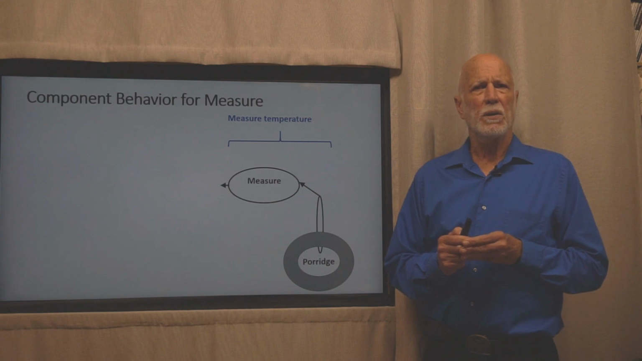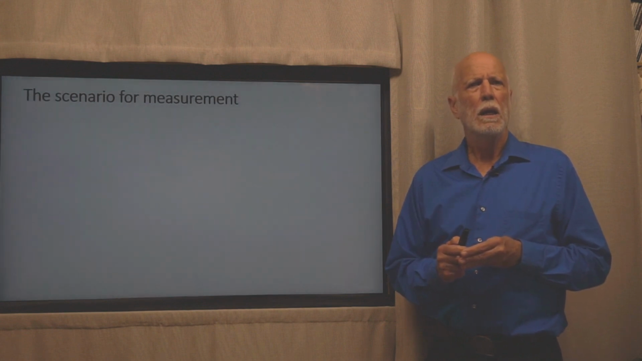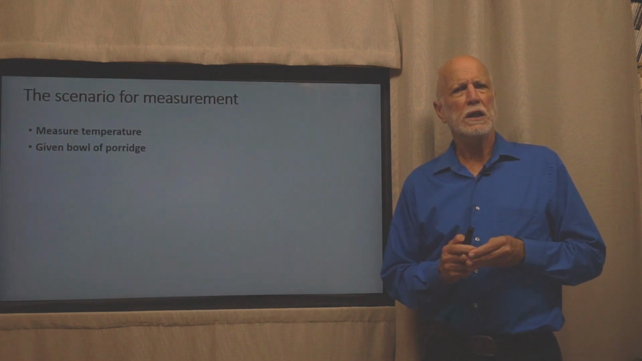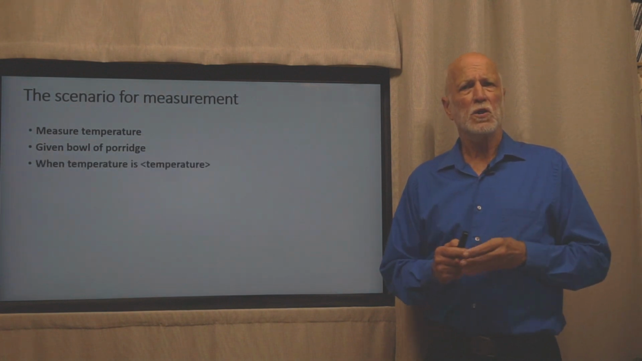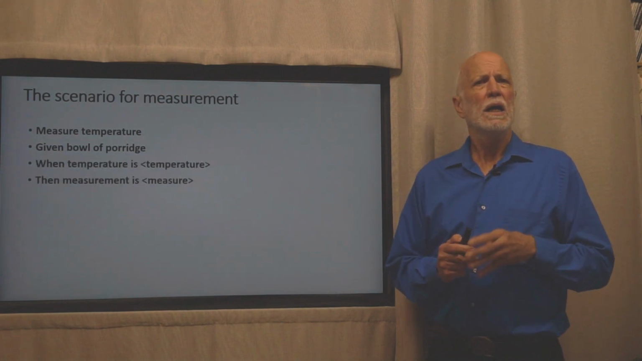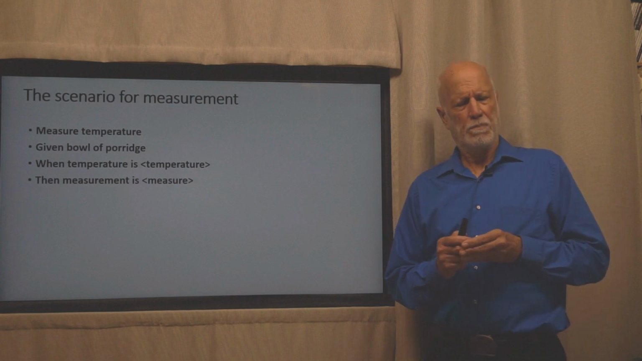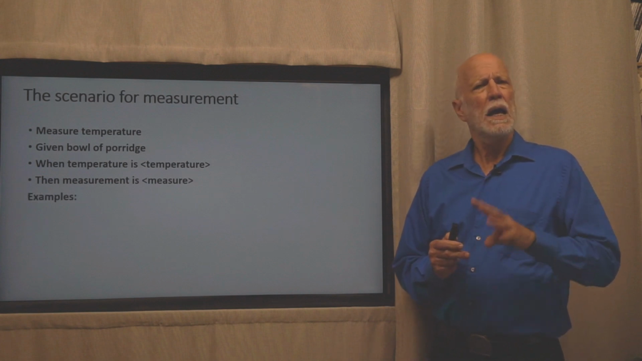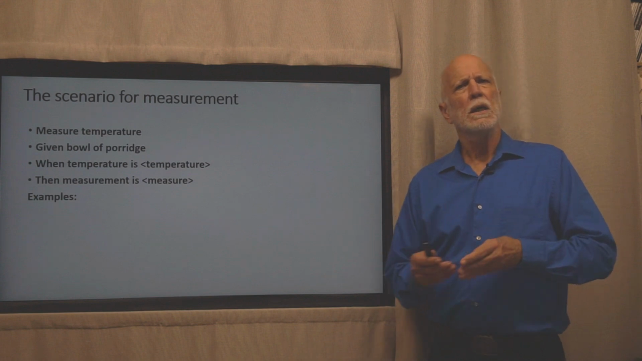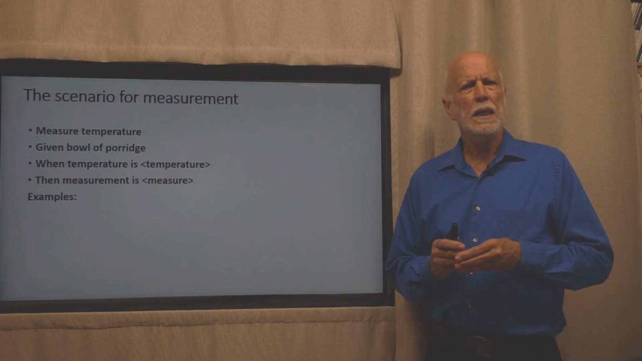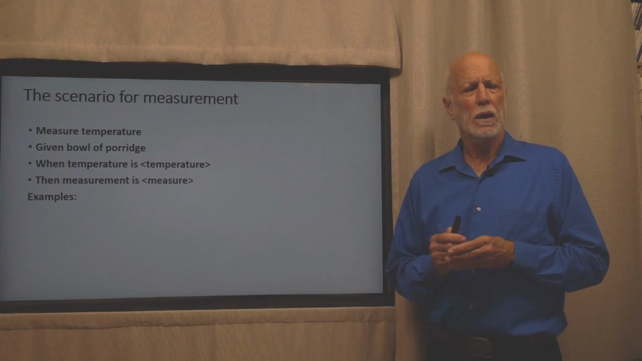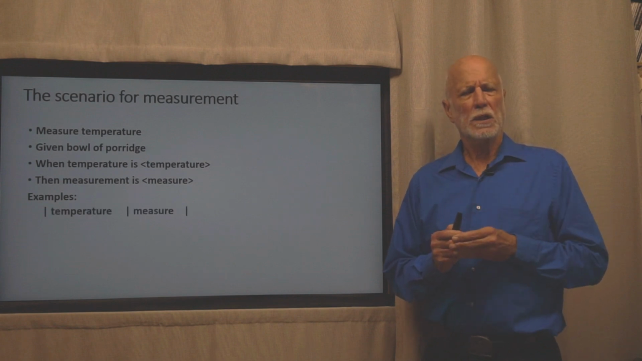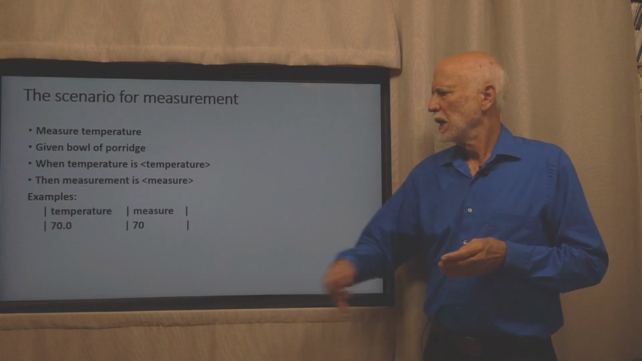Let's write a test for the measure component. We're going to measure the temperature. Given a bowl of porridge, when the temperature is a particular temperature, then the measurement is a particular measure. And maybe the way that the measurement is made is slightly different than what we actually want to pass to our indicator. So here's our temperature with its measure.